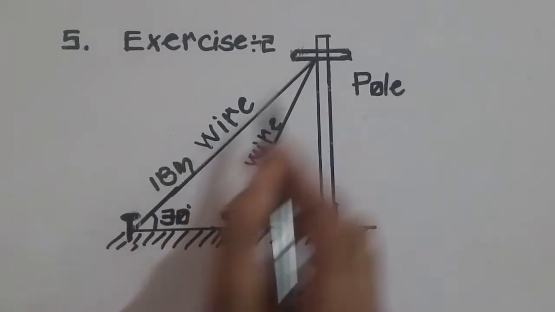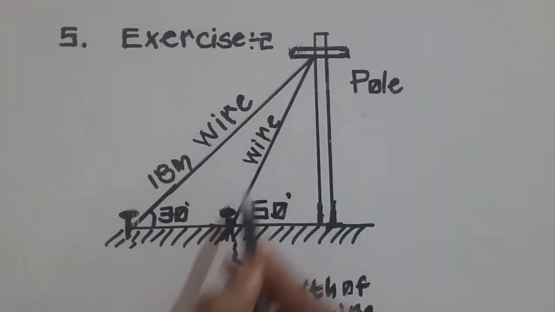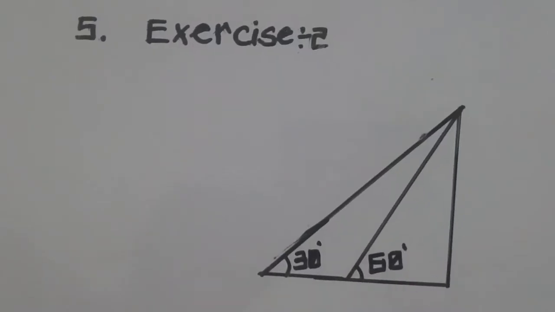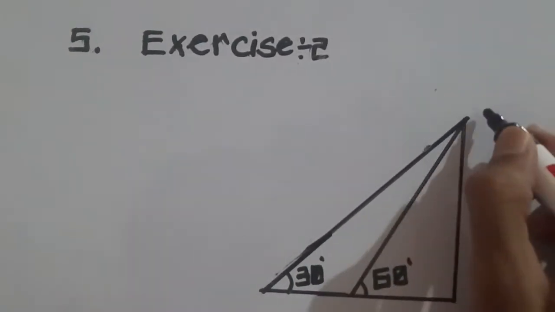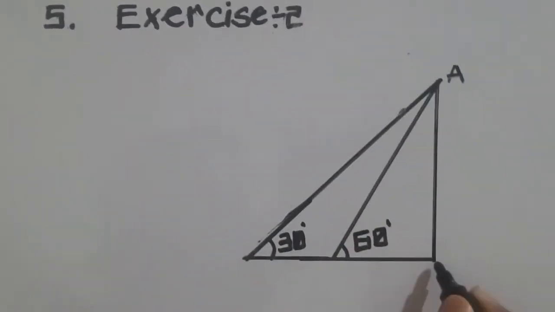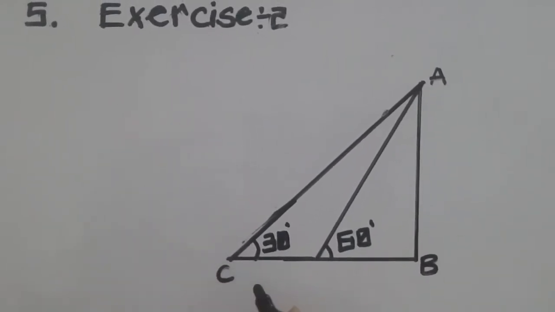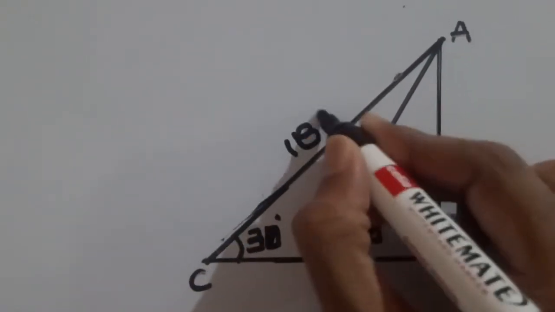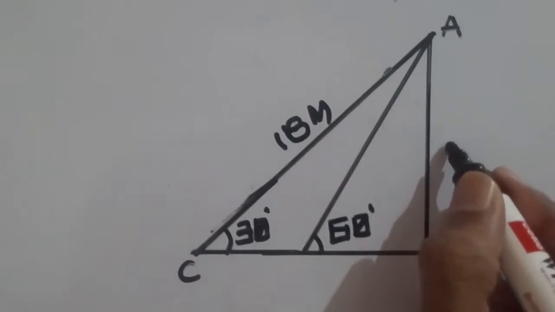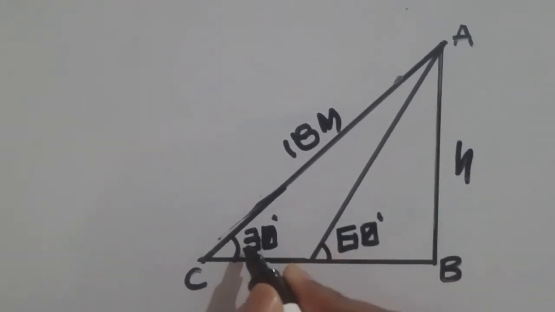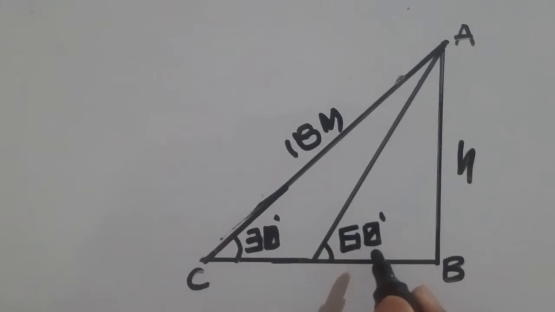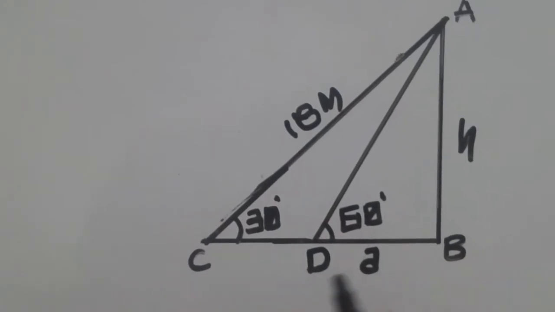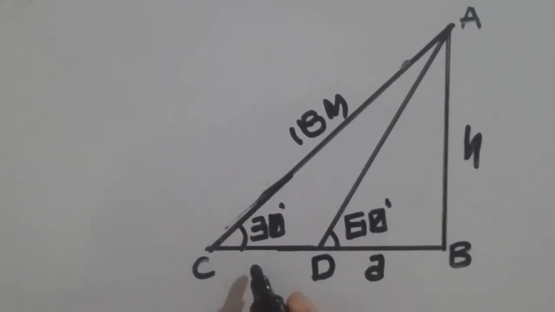Now this forms a right angle triangle. This is one right angle triangle, this is another right angle triangle. I'll take two right angle triangles and solve the problem. See here, look at the figure. I am writing A here, and B and C. The actual length of the wire is 18 meters. Here the height of the electric pole is H. The angles of elevation are 30 degrees and 60 degrees. Here I write D, and let BD be equal to a and CD be equal to b.